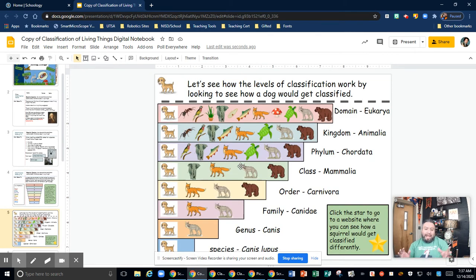So let's see how this all works. We're going to look at a dog right here. This little guy right here belongs to the family Canis, right? We're going to say this is a wolf. And no, it doesn't look like a wolf. This is a Disney dog, okay?